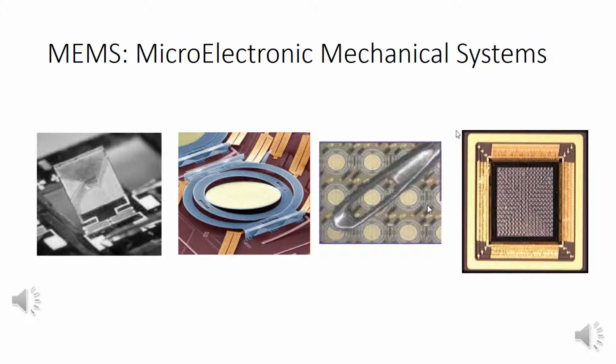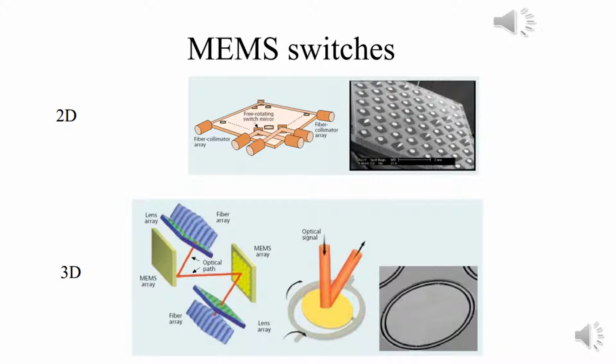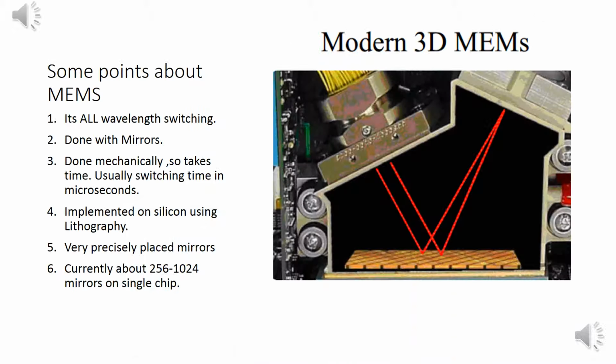So, how can switching be done optically? The answer is using MEMS, that is microelectromechanical systems. Here you can have a look at how MEMS switches look. The first one is a two-dimensional descriptive as well as real picture. The second one, the three-dimensional picture, explains how it works.